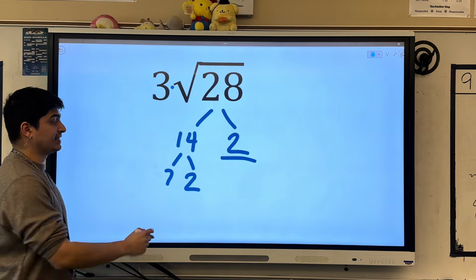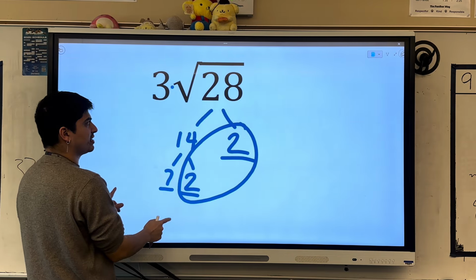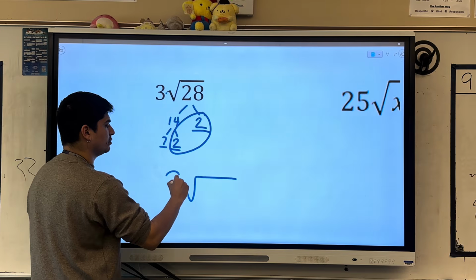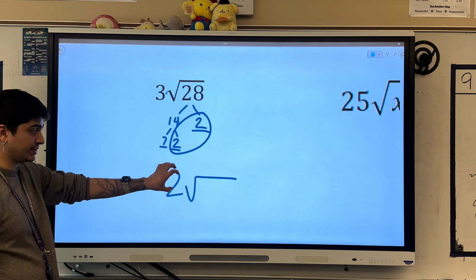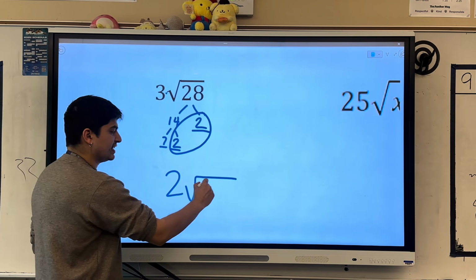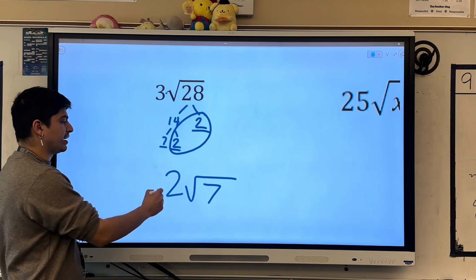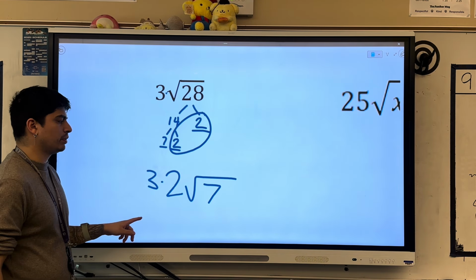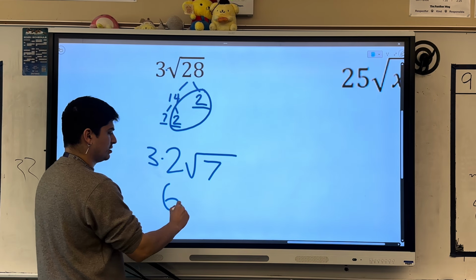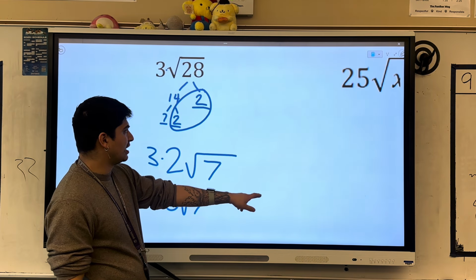And I can see where I have a pair, right? I have a pair of 2s right here. And so for my final answer, I'm gonna put the 2 on the outside, because again, I have a pair of 2s, so I was able to take one out. The 7 doesn't have a buddy, so it stays inside the house. And this 3 that was originally there is meeting up with what we took out. So 3 times 2 is 6 root 7.